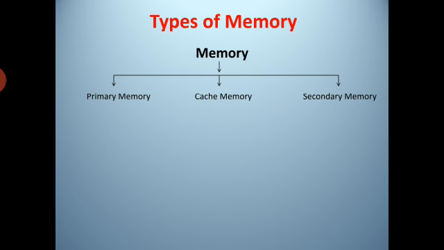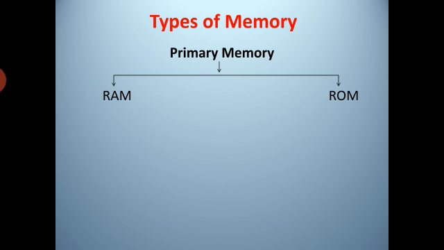Now, types of memory. Computers have three types of memories, namely primary memory, cache memory, and secondary memory. Primary memory. The primary memory is an essential component of a computer system. Program and data are loaded into the primary memory before processing. It is of two types, RAM and ROM.